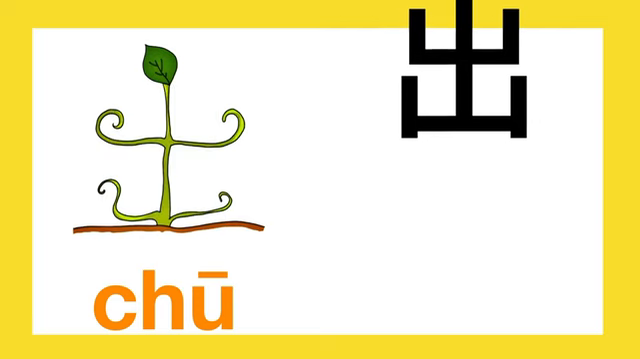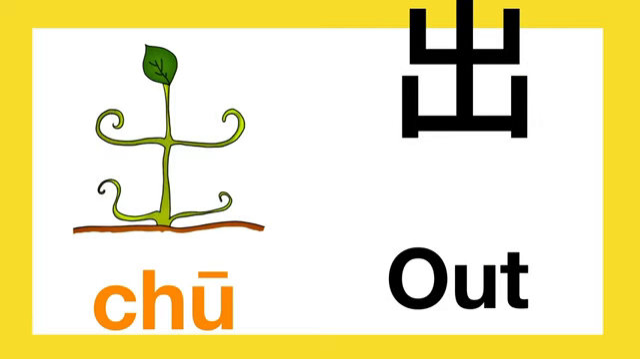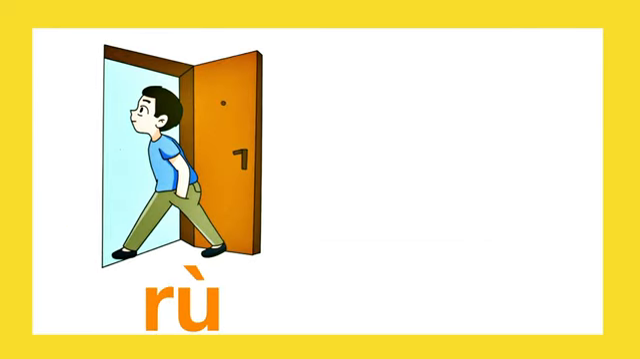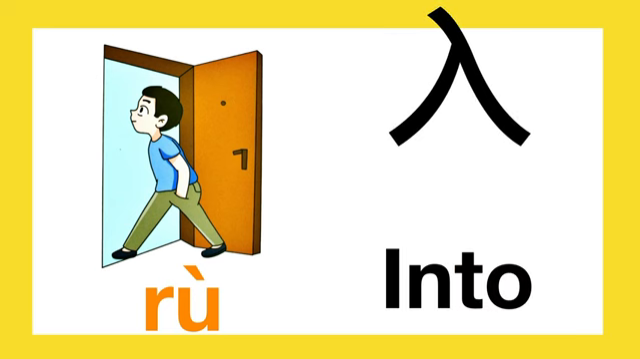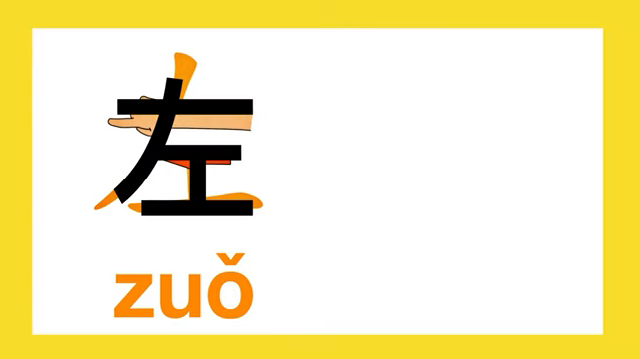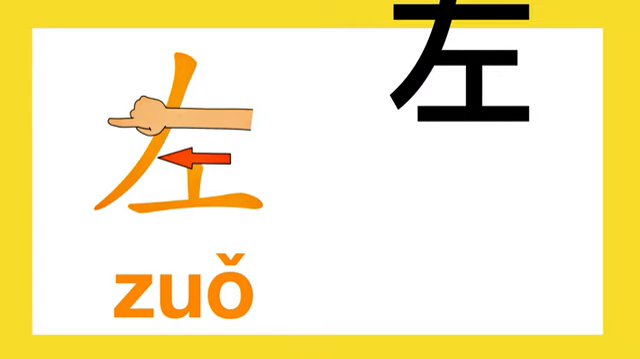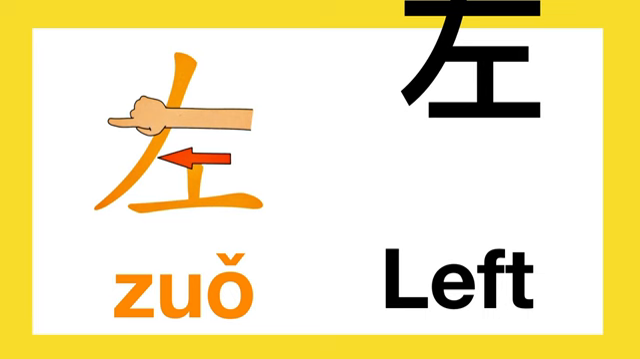出. It means out. It looks like a plant growing out of the ground. 入. It means into. It looks like a person walking into a door. 左 means left. It looks like a hand pointing to the left. The arm and the finger point to the left.